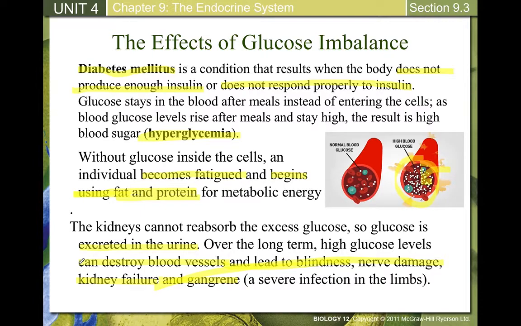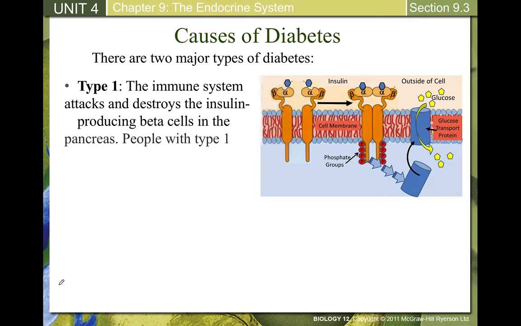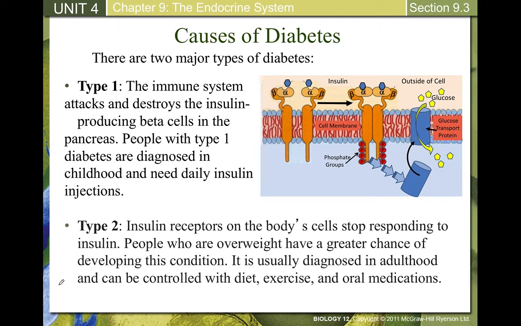And if that infection happens, often it's something that you can't get rid of. And so you'll see sometimes with individuals who have untreated diabetes can lead to things like limb amputations. So definitely something we want to be aware of. And so let's then talk a little bit about the different types and maybe how we can prevent some of these health conditions.